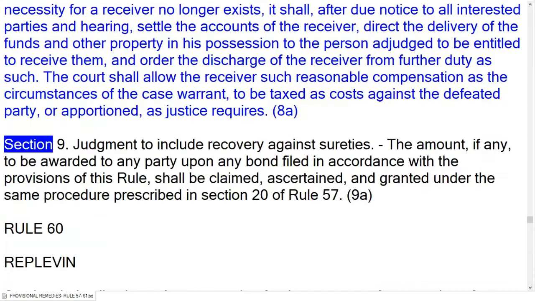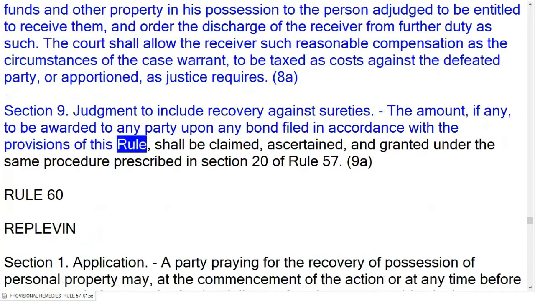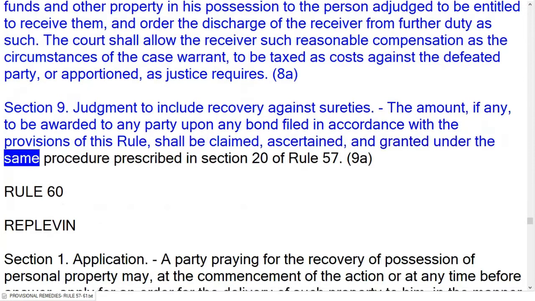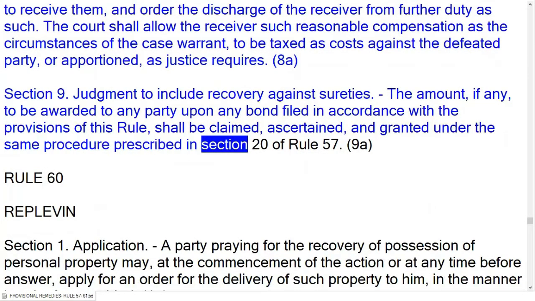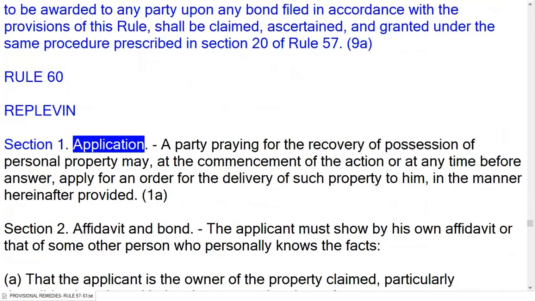Section 9. Judgment to include recovery against sureties. The amount, if any, to be awarded to any party upon any bond filed in accordance with the provisions of this rule, shall be claimed, ascertained, and granted under the same procedure prescribed in Section 20 of Rule 57. Rule 60, Replevin. Section 1. Application.